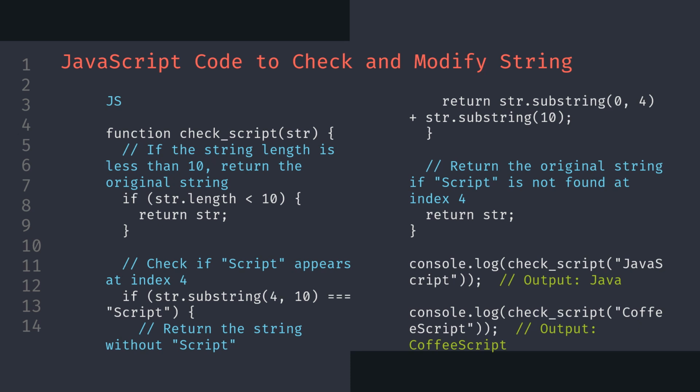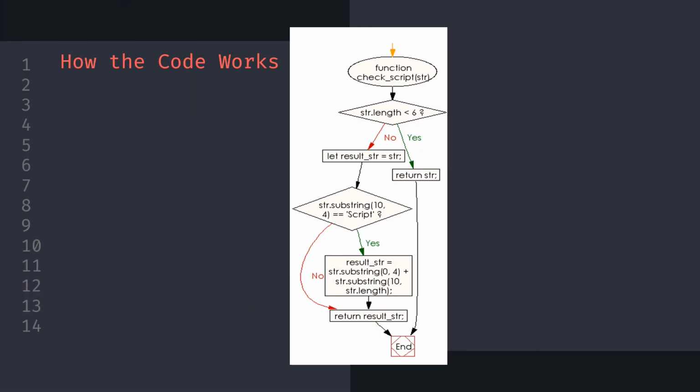Here's the code to check if script appears at index 4. If it does, we return the string without script, and if not, we return the original string. We use the substring method to check if script starts at index 4. If true, we rebuild the string by removing script and concatenating the rest of the string.